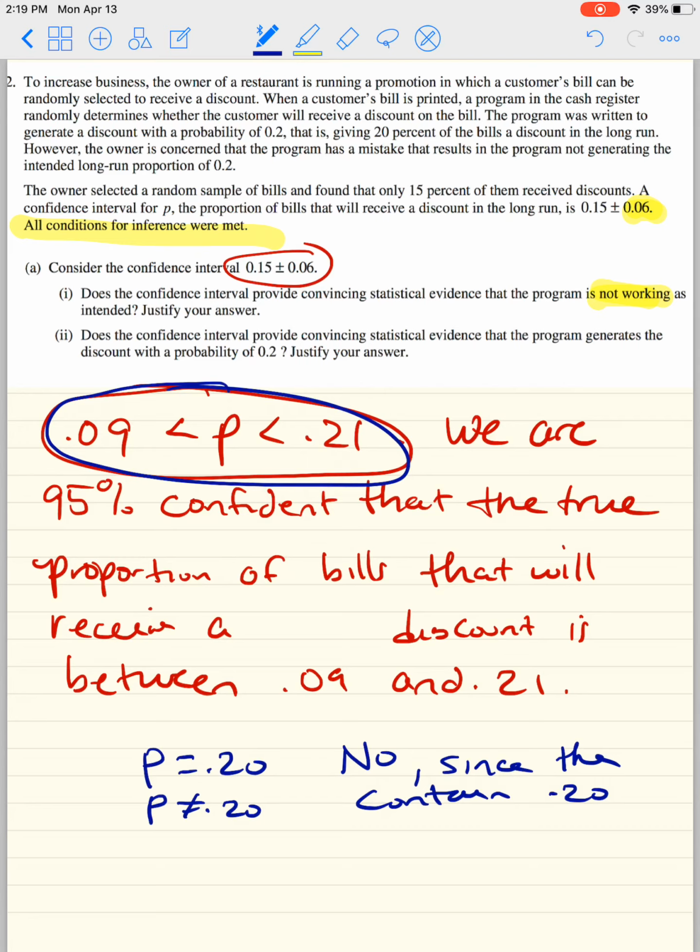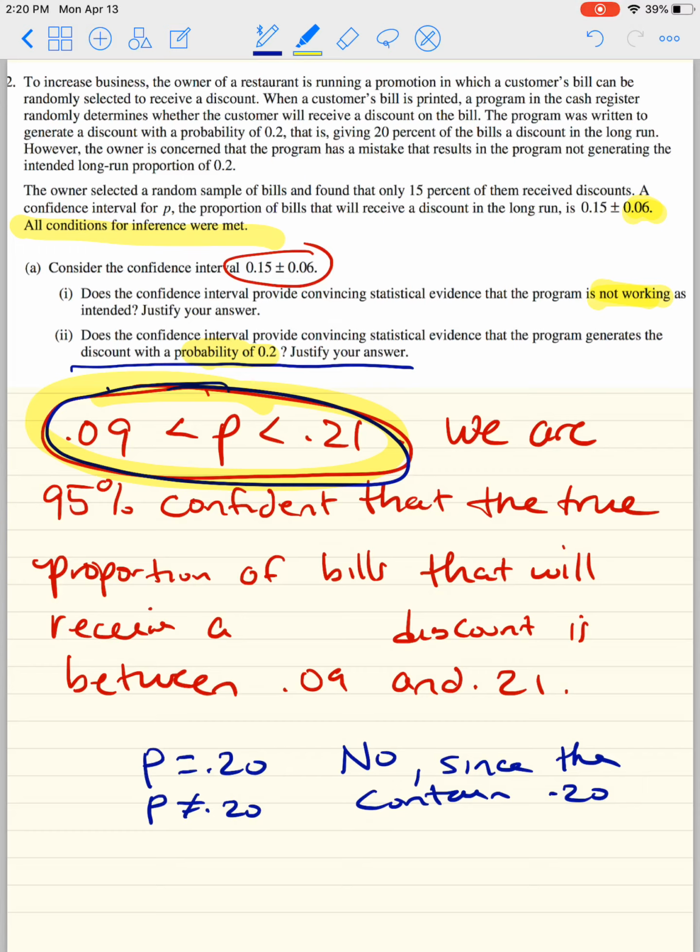So now it says, does the confidence interval provide convincing statistical evidence that the program generates a discount with a probability of 0.2? Justify your answer. It's kind of repeating itself, but here's the thing with this. It can generate 0.09, 0.10, 0.11, 0.12, 0.13, and so on. It doesn't have to generate 0.2 exactly. It can generate any number between these two numbers.